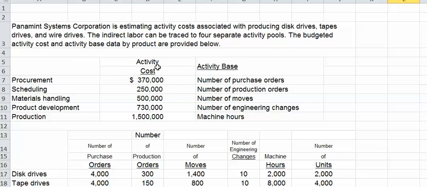So here we have our activity costs. For procurement, we have $370,000, and it lists the different items. It also tells us what the activity base will be, and for procurement that is purchase orders. So we'd have to determine the total number of purchase orders and divide that into the activity cost of 370,000, and that'll give us our rate for each purchase order.